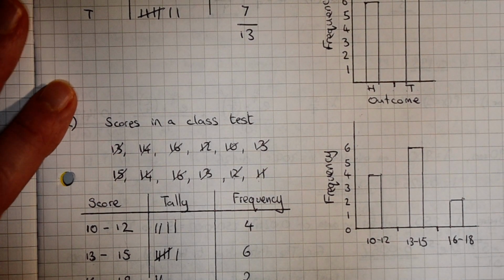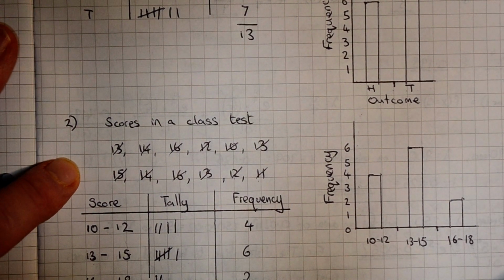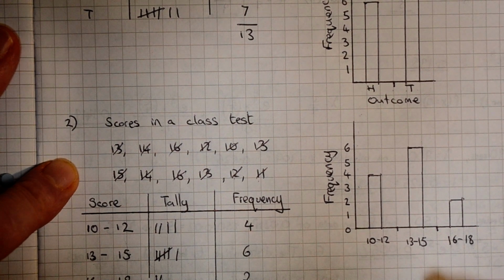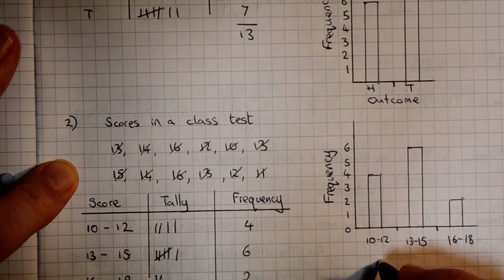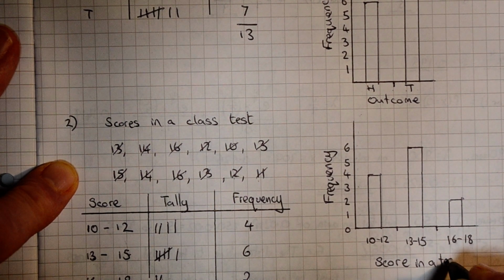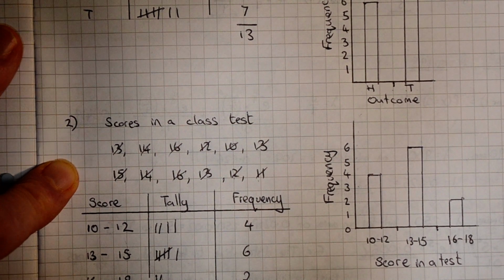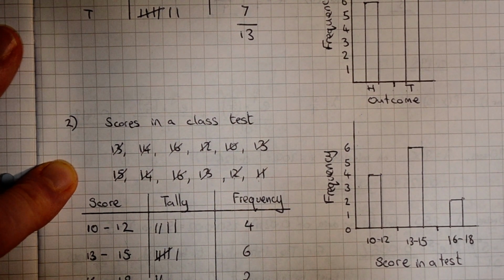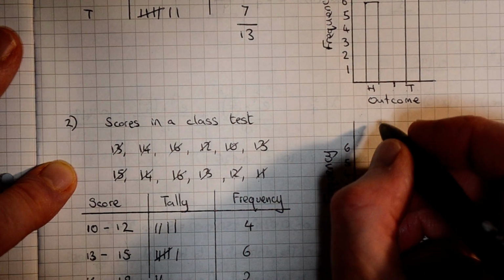If you notice something I've forgotten to do on the horizontal axis, I've not labelled it, have I? So let's put in that these are the scores in the test. And then there's one more thing I need to remember to do. It's not got a title yet, has it? So let's put the title in, and it's the scores in the class test.